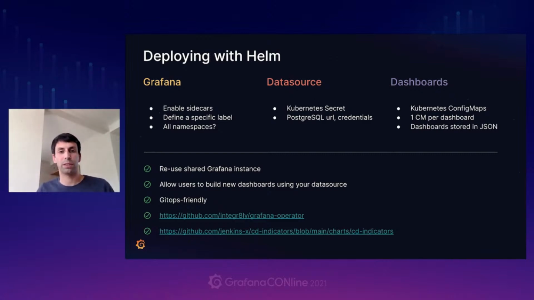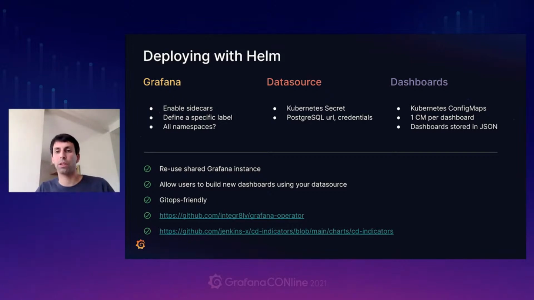What that means is that, for example, if we want to have a single shared Grafana instance, we can just define a new Kubernetes secret with our PostgreSQL URL and credentials, with the right label, and automatically Grafana will create a new data source for PostgreSQL that we can use. And it will be the same for the dashboard.